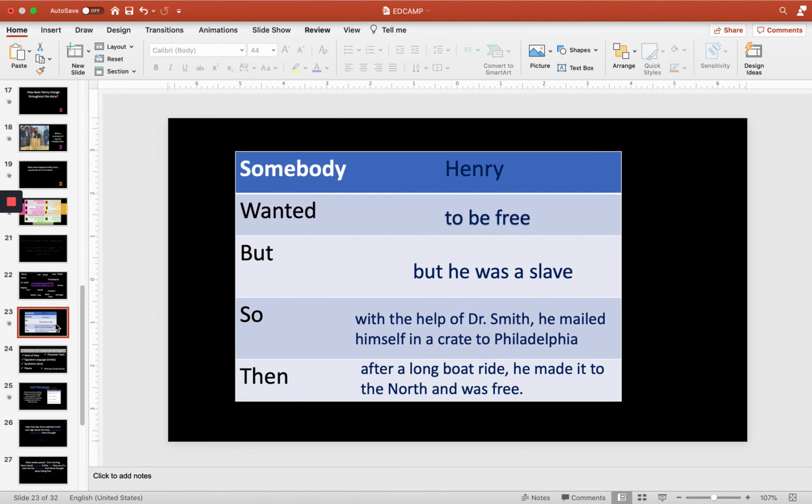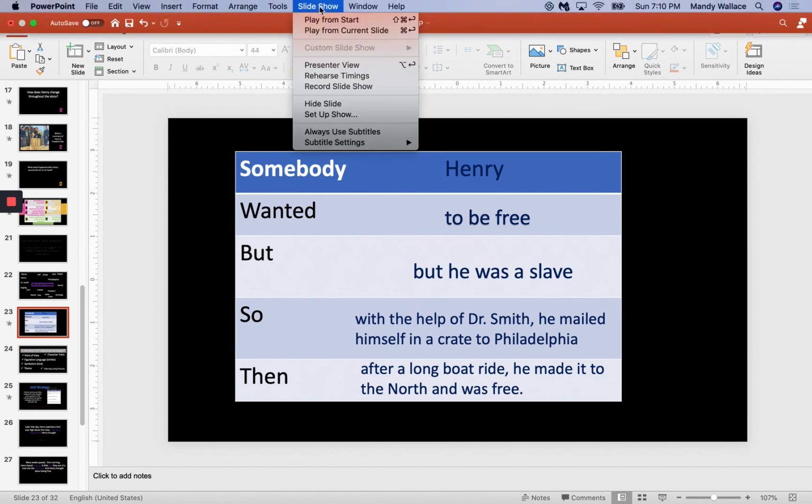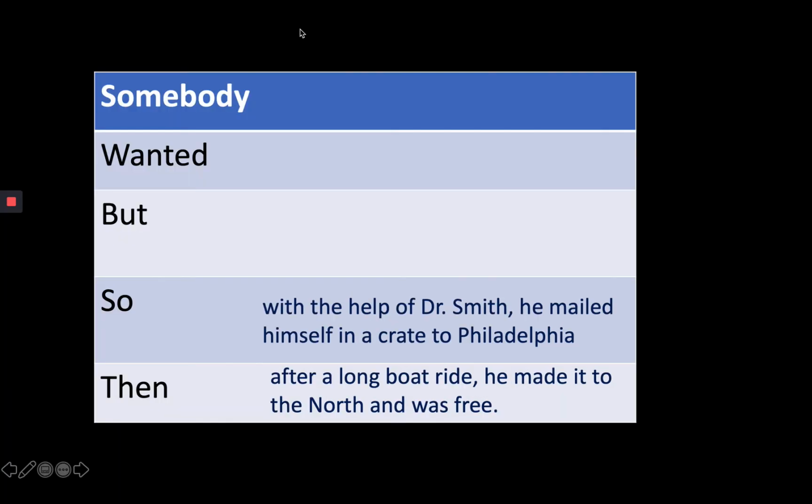So here I go, and a lot of you have probably seen this strategy to help students with the skill of summarizing. Now, see how I said that? The strategy, which is helping them with somebody wanted, but so then, with the skill of what? Summarizing. So somebody, Henry, wanted to be free, but he was a slave. So with the help of Dr. Smith, he mailed himself in a crate to Philadelphia.